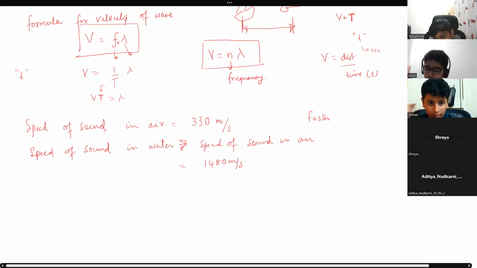For air, they may sometimes say 333, or 420, or 320, but the approximate value is 330 meters per second. Like that, here also the approximate value is 1480 meters per second.